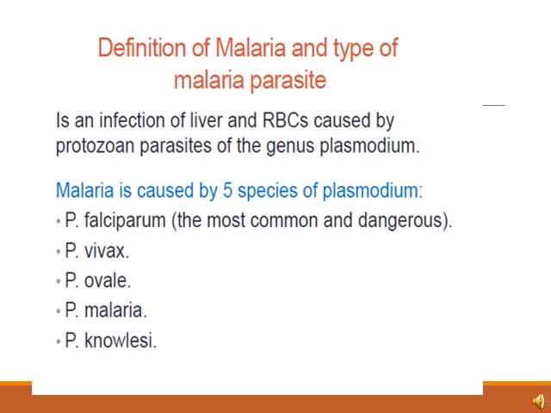Malaria is mostly caused by 5 species, but in our area 4 are more important. Plasmodium falciparum is the most common and dangerous. Then Plasmodium vivax, Plasmodium ovale, Plasmodium malariae, and Plasmodium knowlesi.